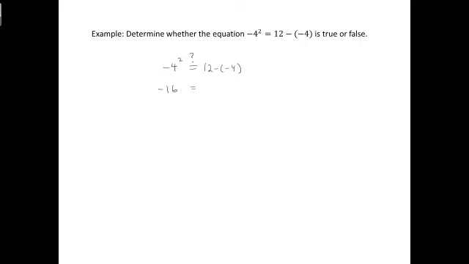On the right-hand side, we have 12 minus negative 4. Subtracting a negative is the same as adding. 12 plus 4 is equal to 16. These two things are not the same, so the equation is false.